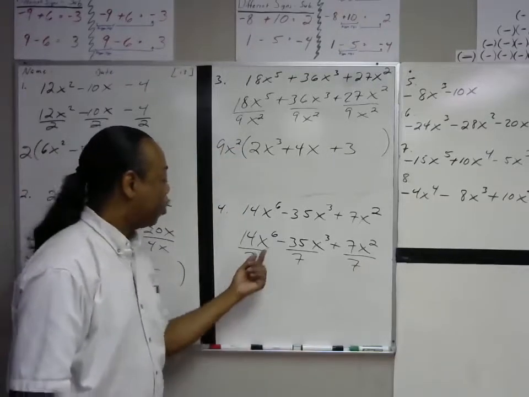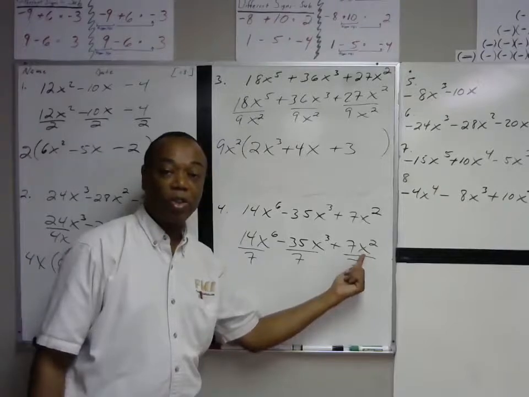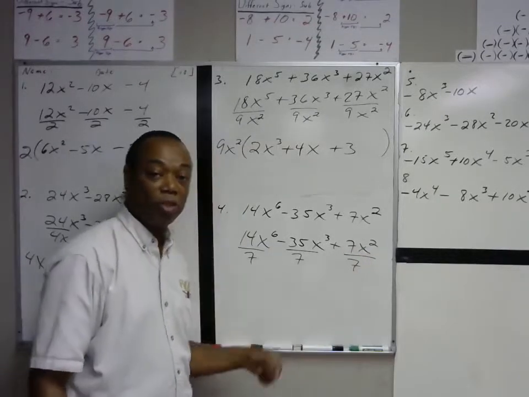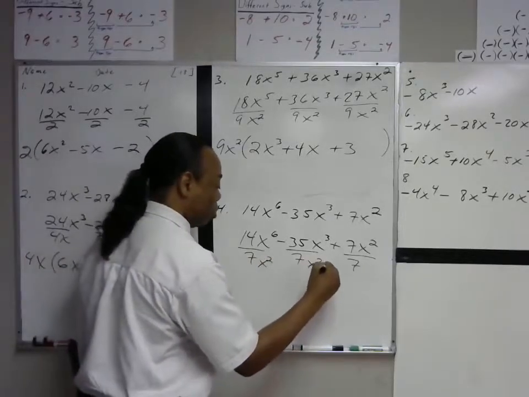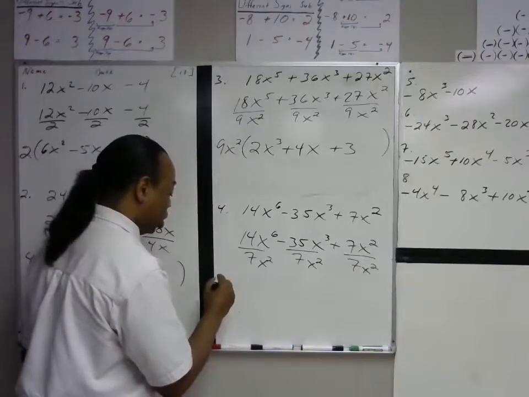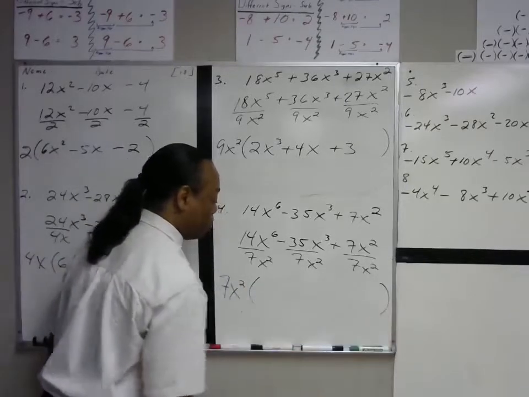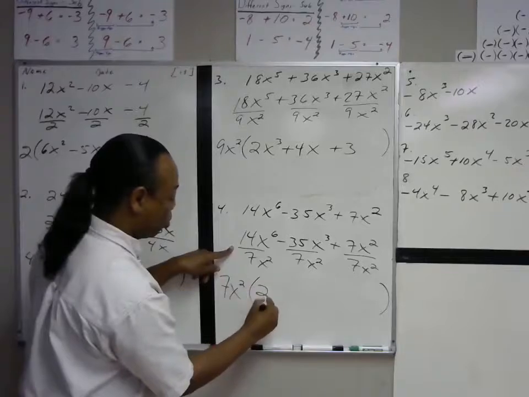Okay. For the variables, we have x to the 6th, x to the 3rd, and x to the 2nd power. X to the 2nd power is the greatest common factor for all of these. So I'm going to put x to the 2nd power on each. So let's put 7x to the 2nd power here. Start our parentheses. 14 divided by 7 equals 2.